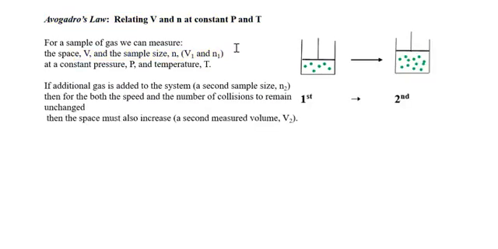If we increase the volume as we go from the first to the second one, to keep the pressure constant, the number of collisions constant at the same speed, we need to add more particles.